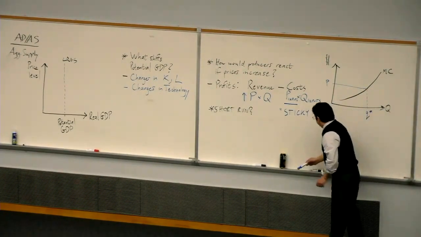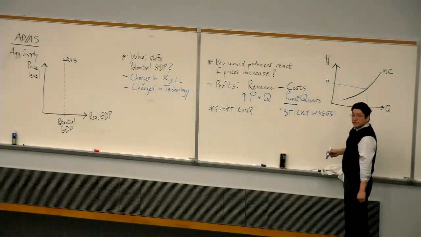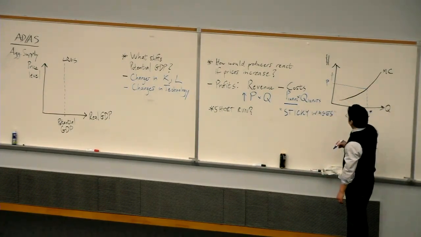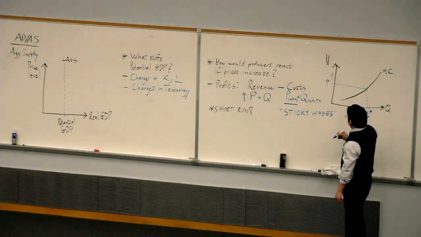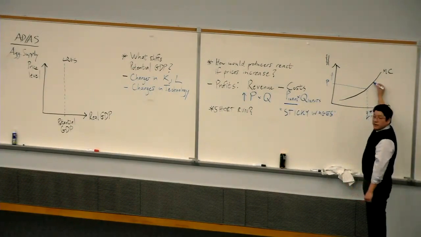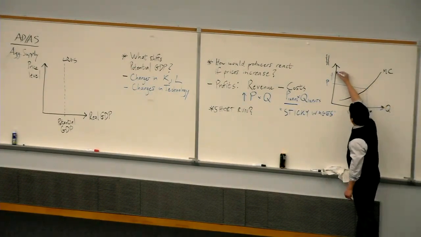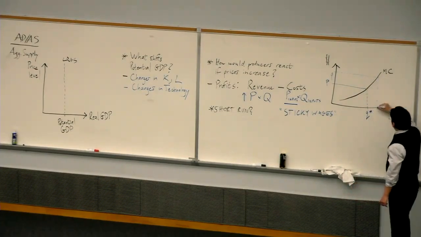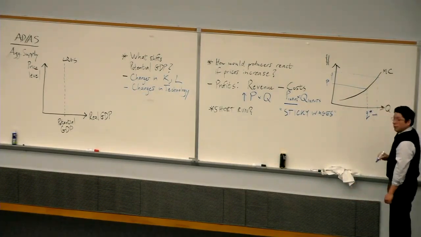So now, into this picture, let's introduce an increase in prices. In addition, because of sticky wages, we don't have an increase in costs. So what should you do? Produce more.